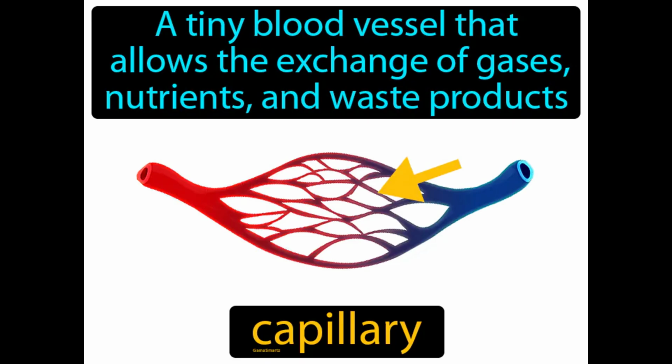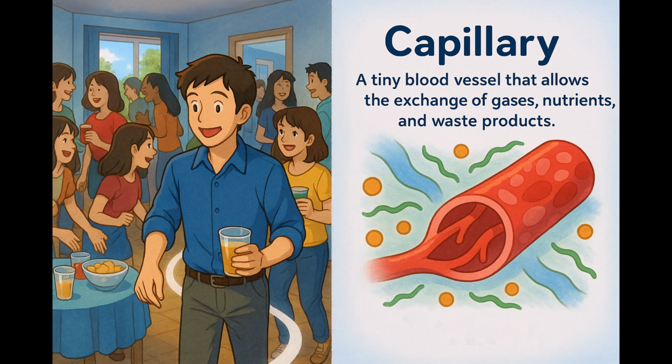A tiny blood vessel that allows the exchange of gases, nutrients, and waste products. Capillary. Capillaries are the smallest blood vessels in the body where oxygen and nutrients are exchanged for waste with cells. Imagine you're at a crowded party, trying to navigate through the tightly packed room to get a drink and chat with friends. Just like you maneuvering through the crowd to exchange greetings and grab refreshments, capillaries navigate through the body, facilitating the exchange of gases, nutrients, and waste products between blood and tissues.